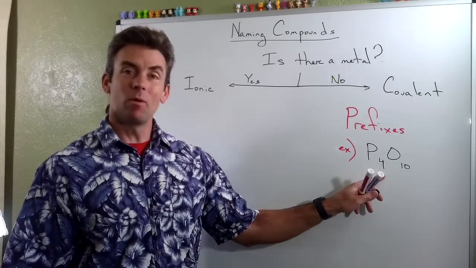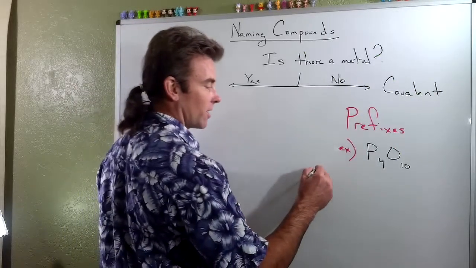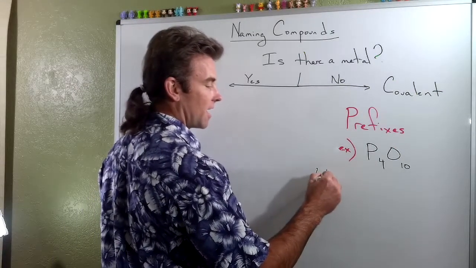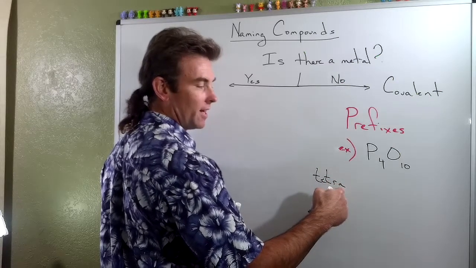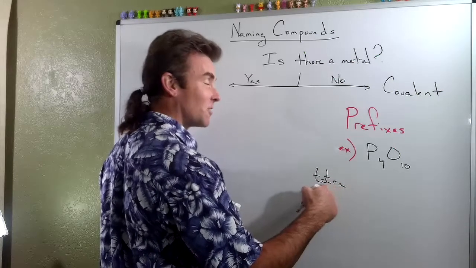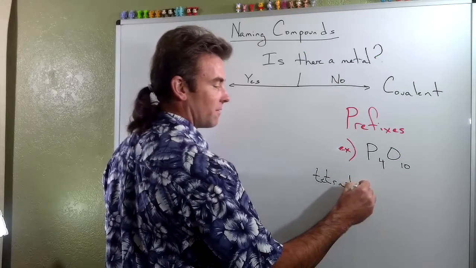Notice that there are 4 of them. That's what the subscript means. So what we're going to call this thing, according to the guide I gave you for prefixes, is a tetra. Tetra means 4. So we're just going to simply call this tetraphosphorus.